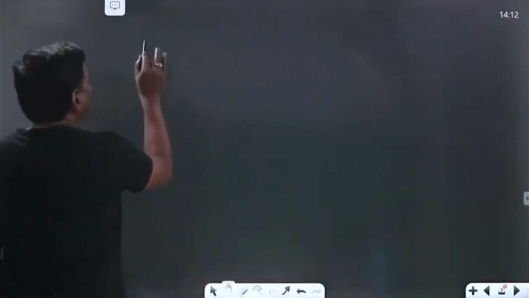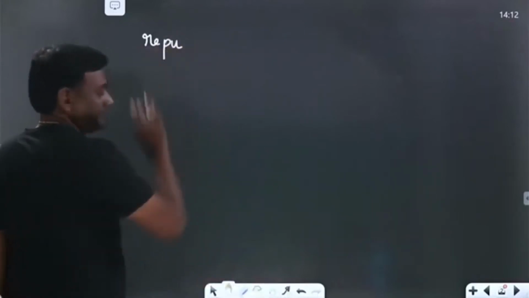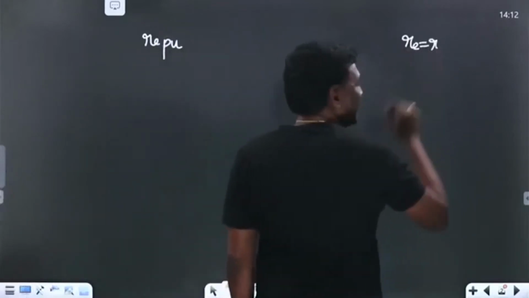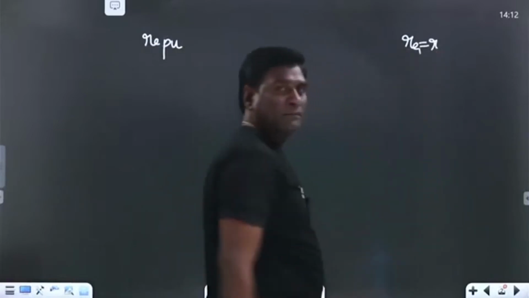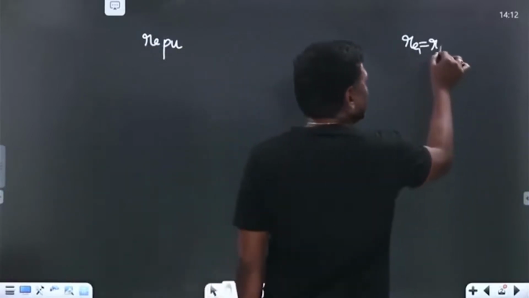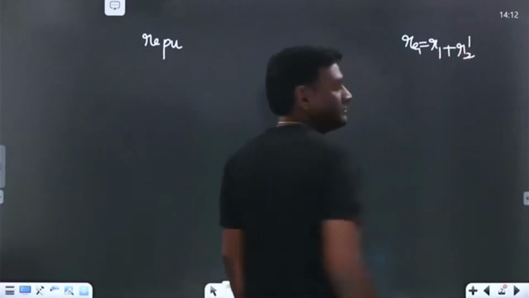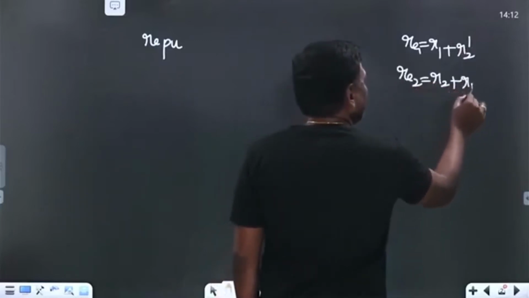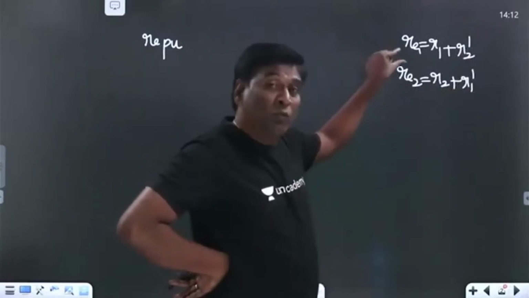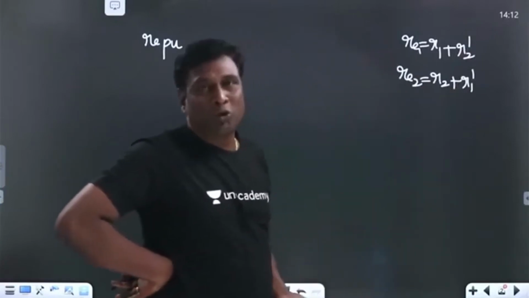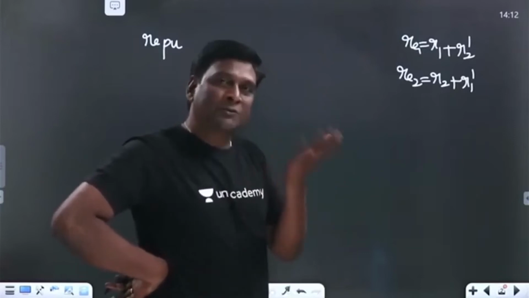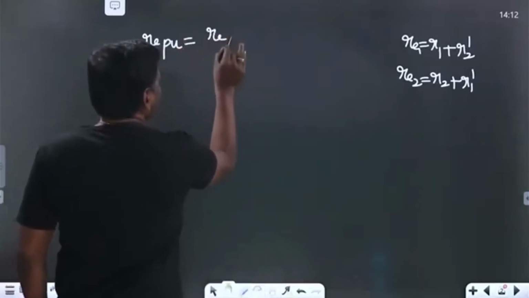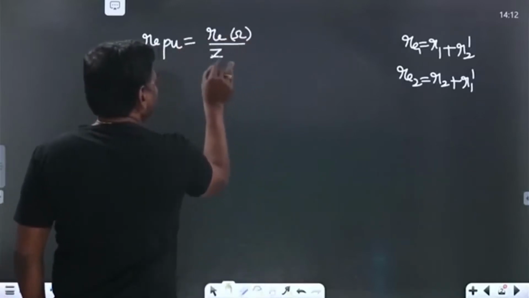Okay, now let me calculate RE per unit. What is RE? RE1 means primary side resistance, equal to R1 plus R2 dash. Or RE2 is going to be R2 plus R1 dash. Now RE1 per unit or RE2 per unit is going to be same, because just now we have seen that the transformation ratios of transformers can be removed. So RE per unit is going to be RE in ohms divided by Z base in ohms.